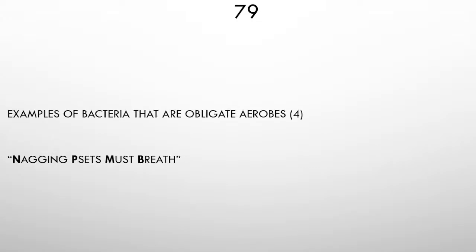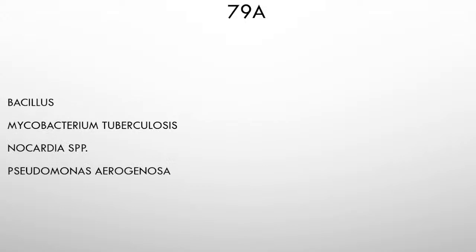Okay, so examples of bacteria that are obligate aerobes. Our mnemonic here is "nagging pests must breathe." All right, nagging pests must breathe. Bacillus, we'll start with letter B because I want everything to be in alphabetical order. Bacillus, Mycobacterium tuberculosis, Pseudomonas aeruginosa. This is not a typo. And then N is again Nocardia. All right, so they are obligate aerobes.